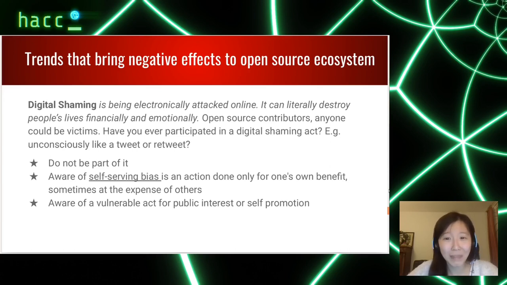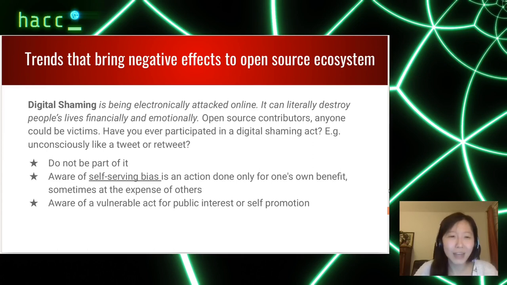Have you ever participated in a digital shaming act? For example, if you unconsciously like a tweet or retweet something that you read online. I don't know if anyone remembers a tweet that happened at PyCon some years ago, where some people posted about a private conversation of two male developers, considered to be in a sexual way, and then these people got fired for their act. And this is just one example.